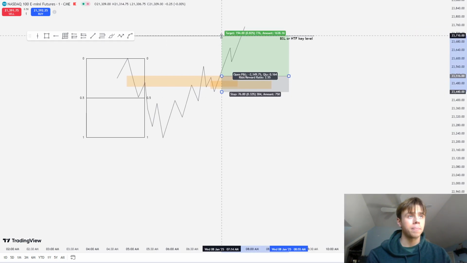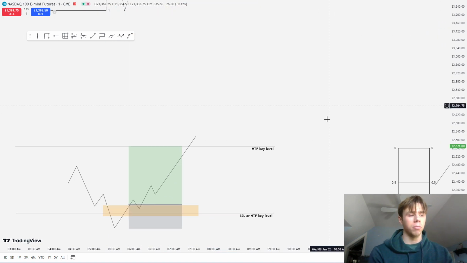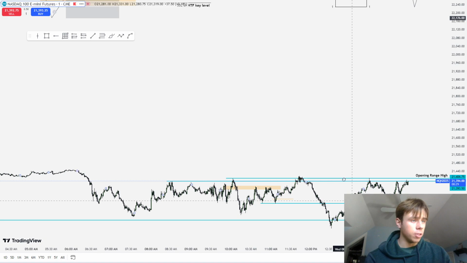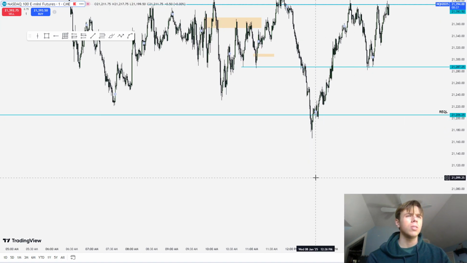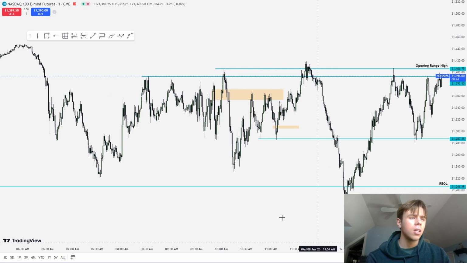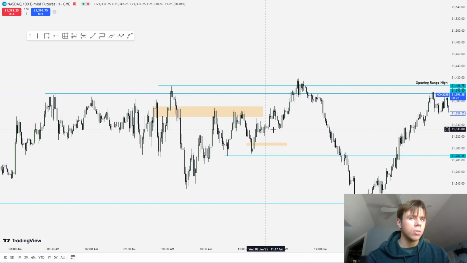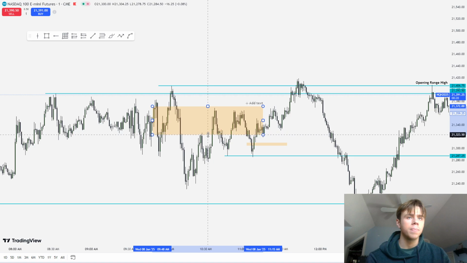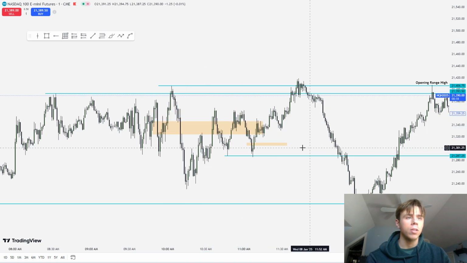Obviously it's very dependent on drawn liquidity, but this is a profitable system. I trust myself. I trust my system. There wasn't really any super good continuation models today. The only one that I saw that was decent was this one right here, where we inverted all of this.